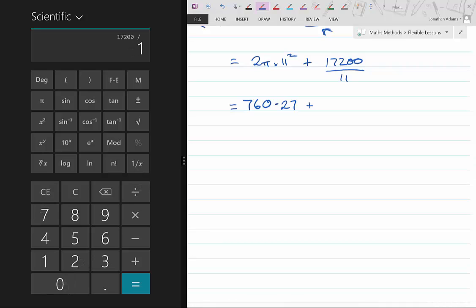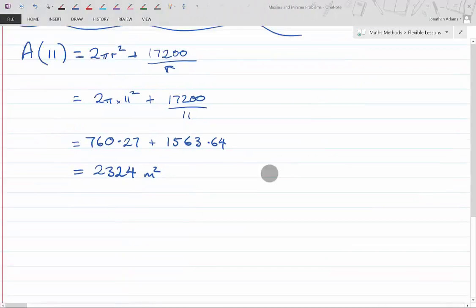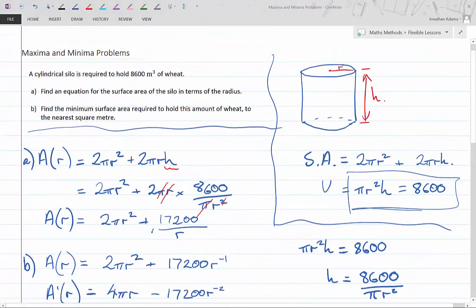17,200 divided by 11 gives me 1,563.6363, so that'll round to 64. Add these two together, and my final result is 2,324 square meters, the total surface area of this particular silo.